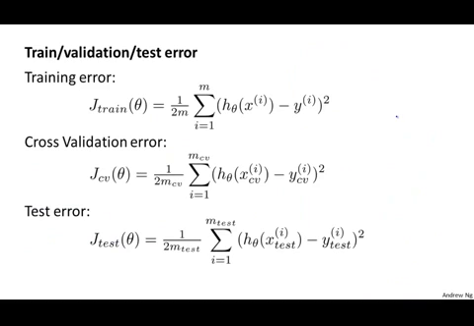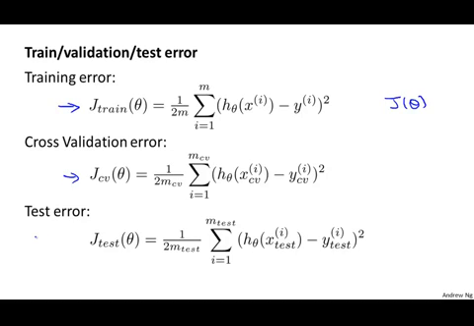So now that we've defined the training, validation, or cross-validation and test sets, we can also define the training error, cross-validation error, and test error. Here's my training error, and I'm just writing this as J subscript train of theta. It's usually the same thing as the J of theta that we've been writing so far. It's just the training set error, as measured on your training set.